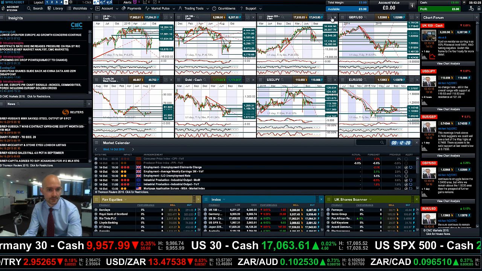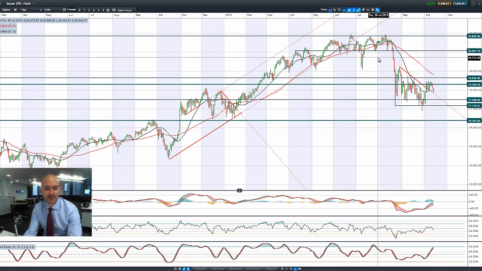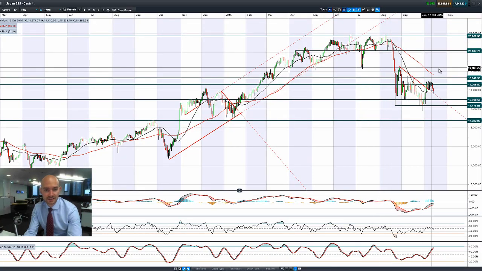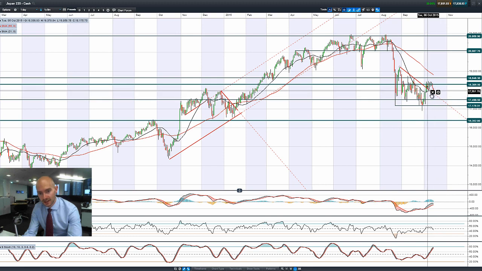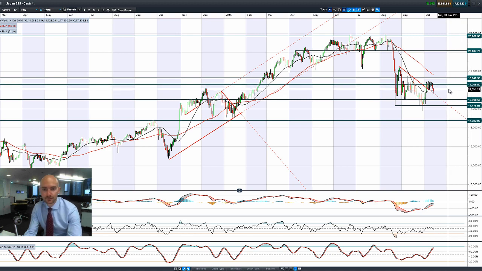So maybe we might see a little bit of an acceleration to the downside if commodity prices come off some more. Then having a look at Japan 225, it's down slightly on the back of those mixed Chinese data figures. It looks to be hugging this potential sloping trend line, but also the 21 period SMA, with 18,300 and change just being slightly too difficult for that market to break through.